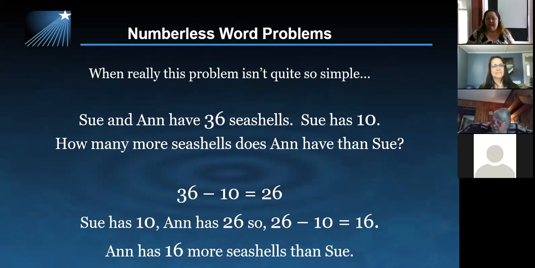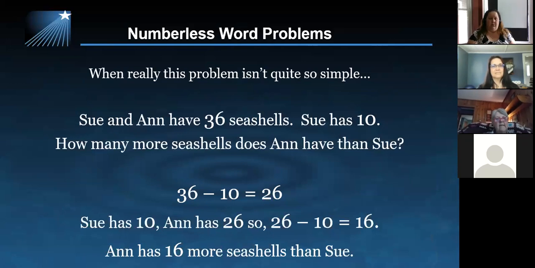So this isn't just a simple problem with 36 minus 10. It actually is asking for the difference between the two girls. So if Sue has 10, we can figure out that Anne has 26 because 36 minus 10 is 26. So Anne has 26, but I want to know the difference between the two. So I now take 26 and subtract the 10 for 16. So Anne has 16 more seashells than Sue.